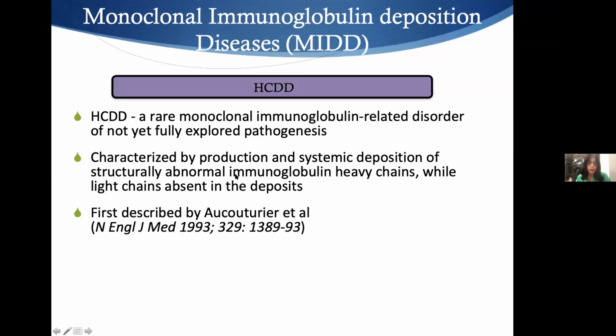What happens is that it's characterized by production and systemic deposition of structurally abnormal immunoglobulin heavy chains, with no light chains. As I said in the introduction, we're discussing heavy chains. This is one of the diseases where you can see only heavy chains, and the other one is amyloid. Light chain amyloidosis or monoclonal amyloid, it can be heavy chain as well. These are the only two scenarios where you're going to see only heavy chain deposition.